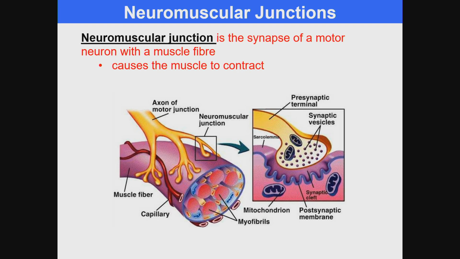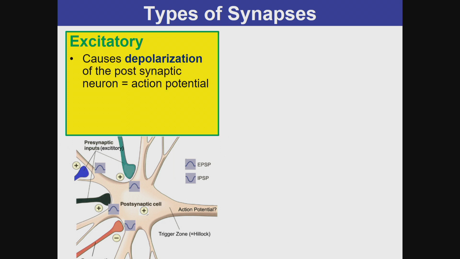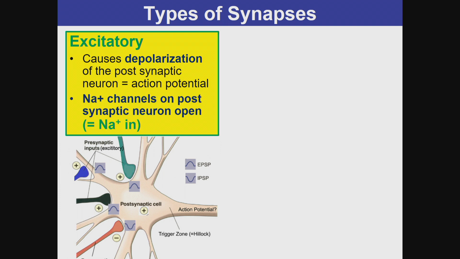A neuromuscular junction is the synapse of a motor neuron with a muscle fiber. It causes the muscle to contract. Synapses can be excitatory, which means they cause depolarization of the postsynaptic neuron or create an action potential. This means that the sodium channels on the postsynaptic neuron open, causing sodium to rush in, which makes it more likely to fire.